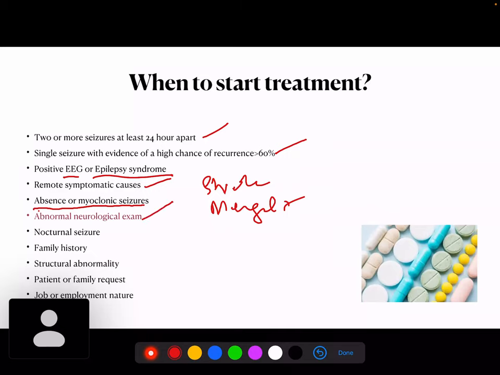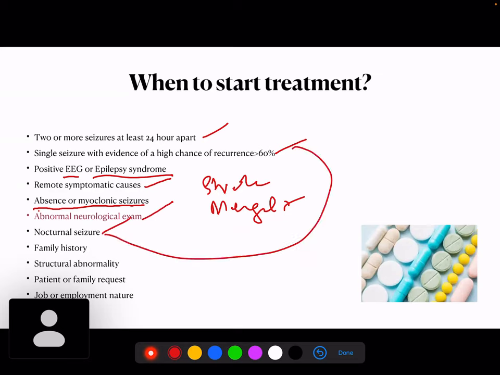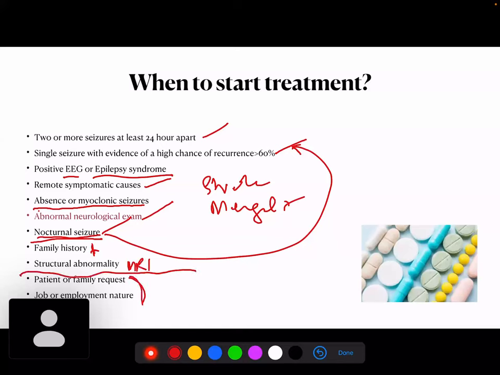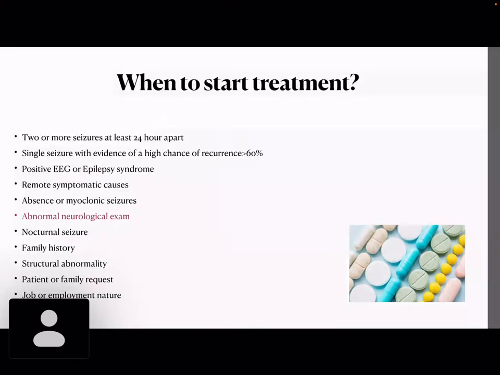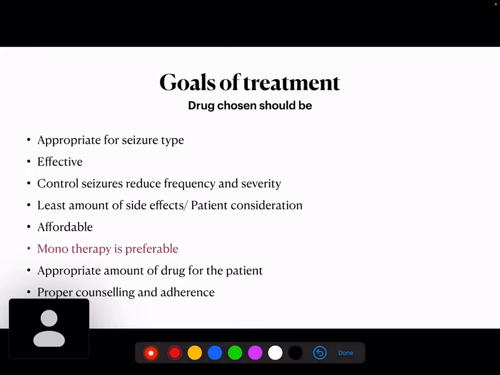If there's an abnormal neurological exam, or a seizure during sleep, then there is a high chance, more than 60%, of it happening again, so you must start medication. Also if the family history is positive or there is a structural abnormality on the MRI. In these cases, the patient may have had just one seizure and you start the medication. Sometimes the family says we can't tolerate another seizure. Sometimes the employment nature says you can't afford any other seizure.